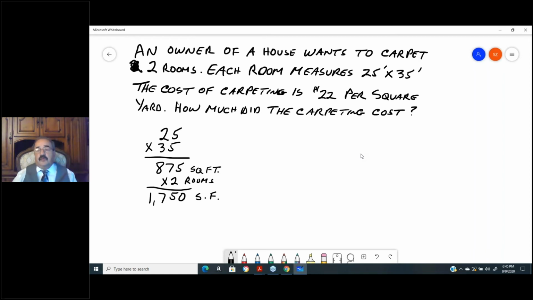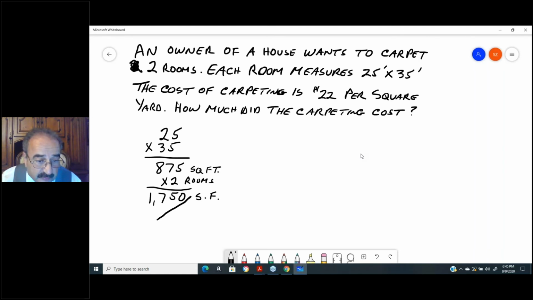Now the carpeting costs $22 a yard. Now I need to convert this into square yards. This is another mistake. A lot of people take 1,750, they divide it by 3. That's going to be wrong. I mean, if you went that way, you will have an answer, but it's going to be wrong. You need to divide this by 9. There's 9 square feet. A square yard is 3 feet by 3 feet. 3 times 3 is 9.